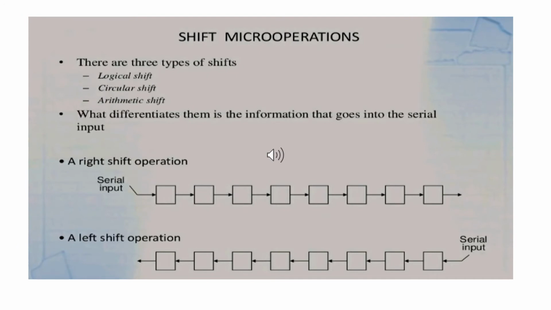Shift micro operation. There are three types of shift micro operation: logical shift, circular shift, and arithmetic shift. What differs between them is the information that goes into the serial input in a right shift operation or left shift operation.